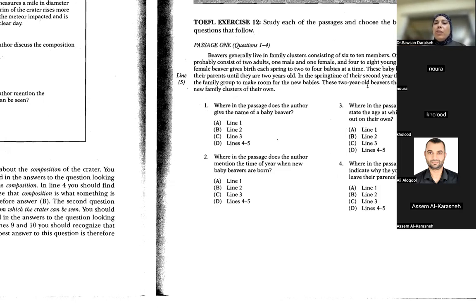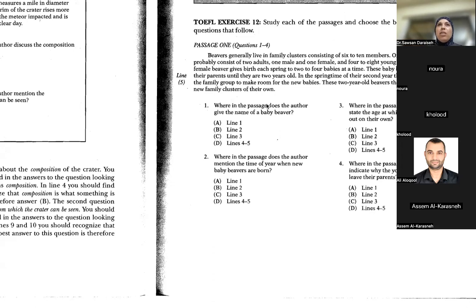So these 2-year-old beavers, each one is 2 years old, then proceed to start new family clusters of their own. So they move on into the world. Why? To begin their own families. They will find mates, inshallah, right? And they will make their own families and so on.